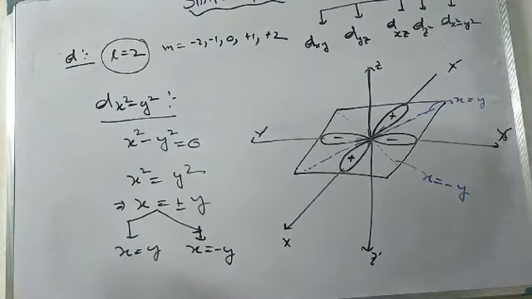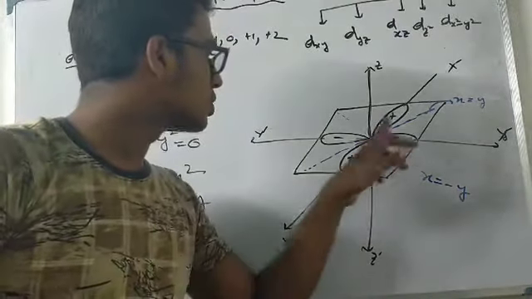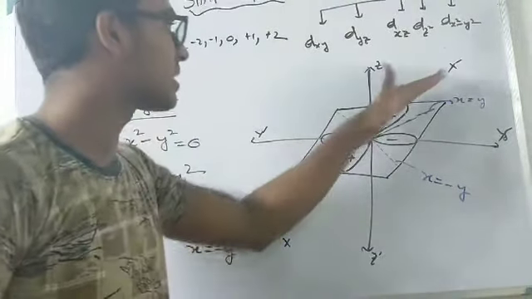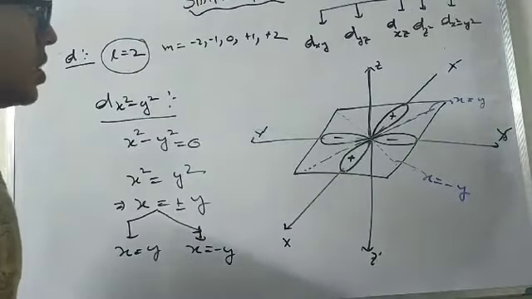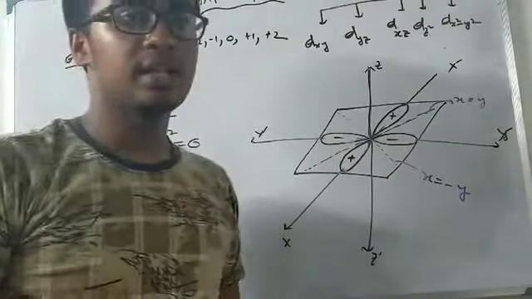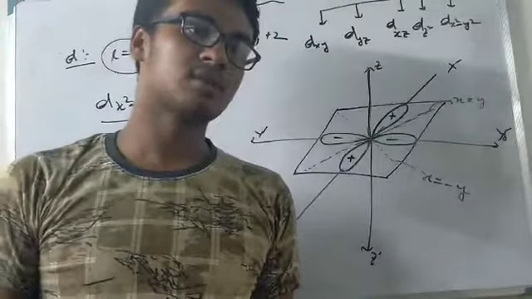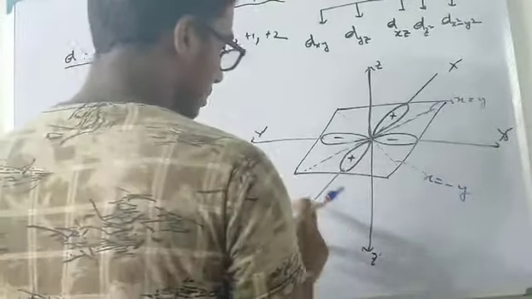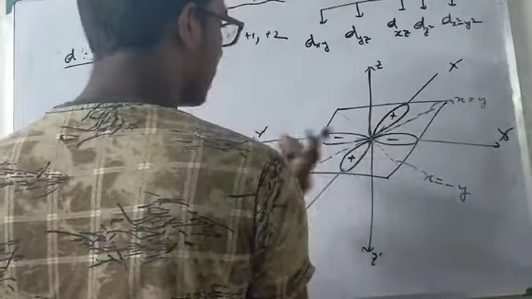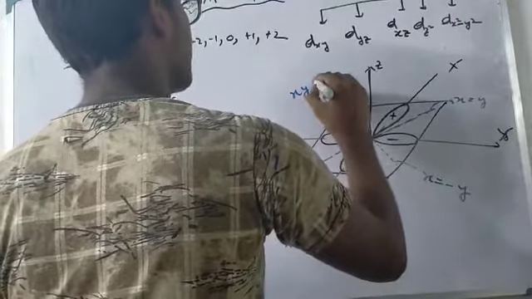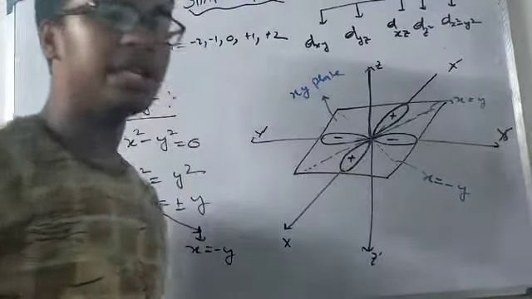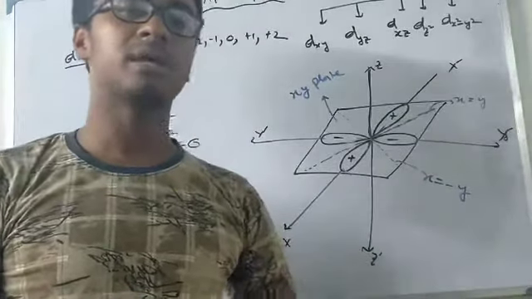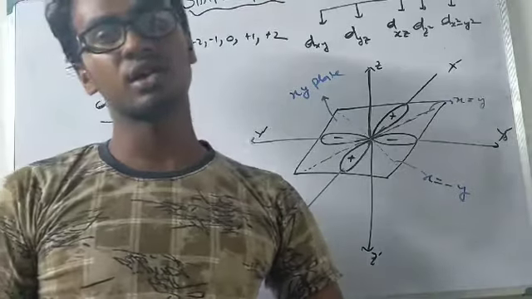The most important observable point here is that all the lobes are present along the axes. This is along the x axis and this is along the y axis. In case of the dxy orbital, it is also present on the xy plane, because this plane is made by the x axis and y axis. So dxy is present on the xy plane, and dx square minus y square is also present on the xy plane.